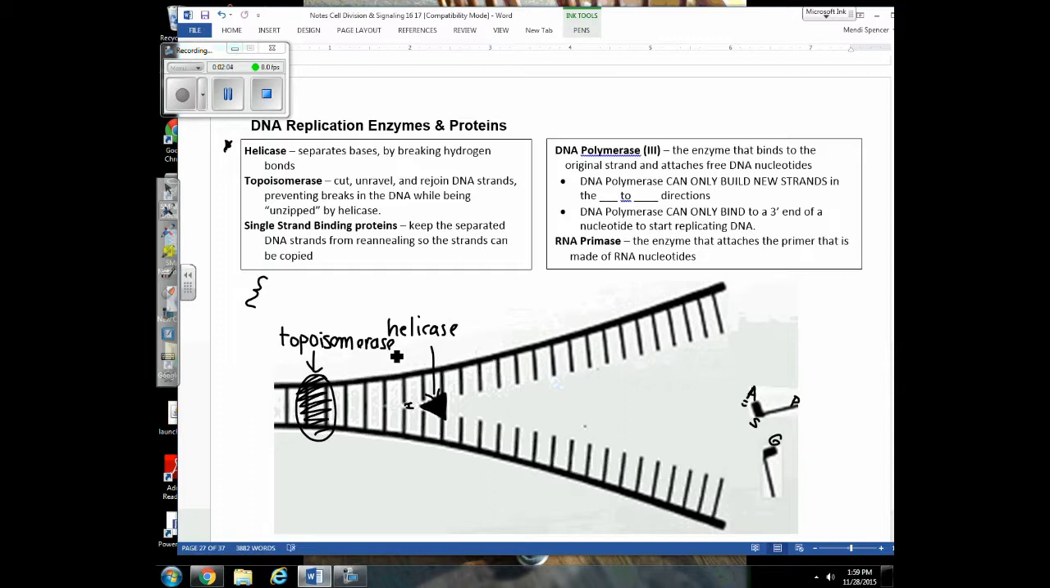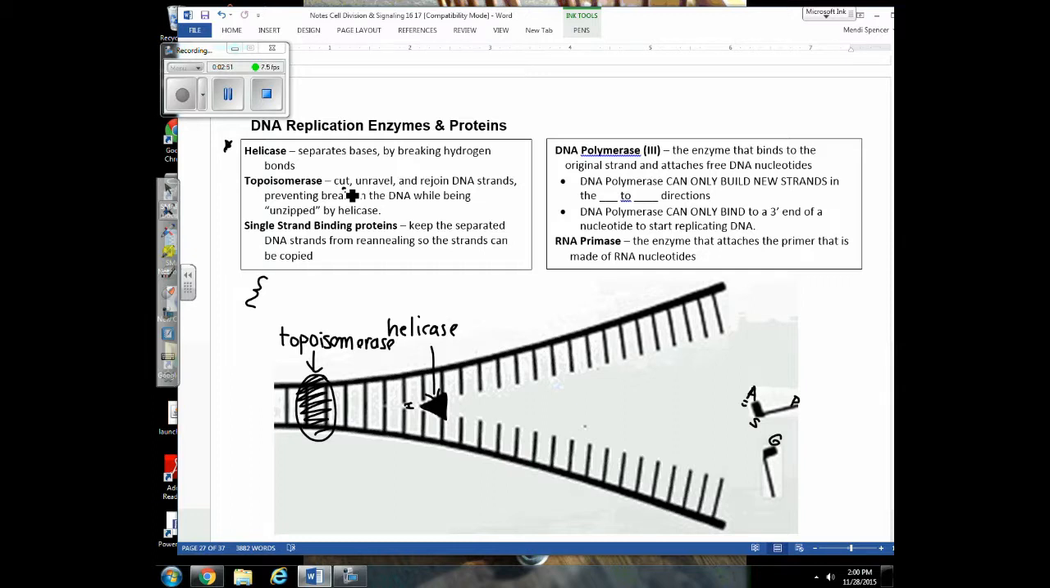Whenever we unzip it, if you go to unzip basically two strands that are twisted around one another, then that's going to end up putting a lot of tension further downstream of where we're unzipping. And I'm going to do a demo of this in class so you understand what's going on here. So topoisomerase will actually cut the DNA and untwist it a little bit, so there's less tension on the DNA strand so it doesn't just break on its own. And then it's going to rejoin those DNA strands.